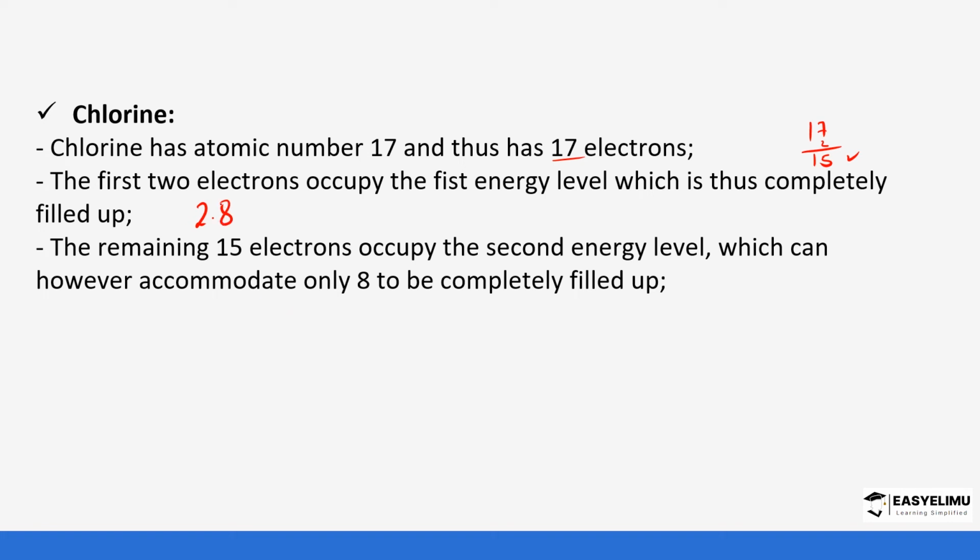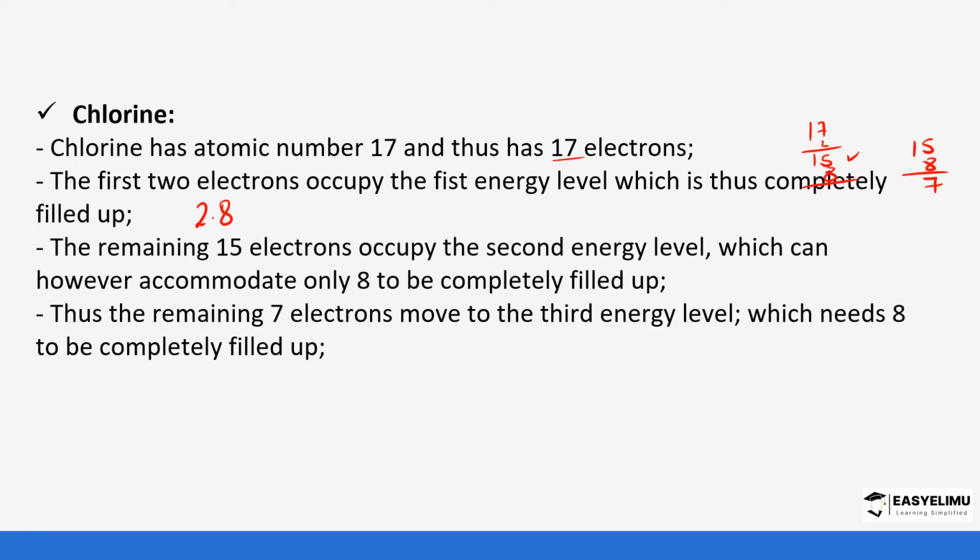When we fill the second shell, so far we have used up 10 electrons. So let's remove those 8 electrons and see the remaining. If we subtract 8 from 15, we are left with 7 electrons. These 7 electrons cannot occupy the third shell fully. The third energy level can take a maximum of 8, but we are only remaining with 7. So those are the 7 we put in the last shell.